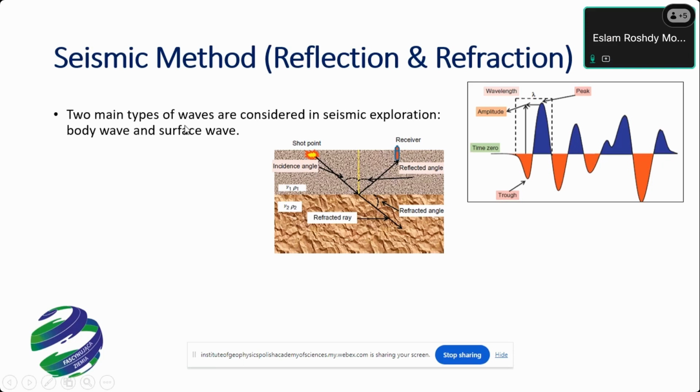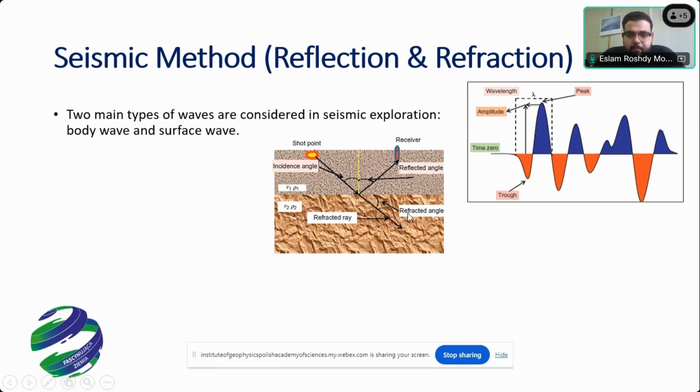There are two main types of waves considered in seismic exploration: body waves and surface waves. Body waves enter the subsurface, and surface waves travel along the surface of the earth. Seismic simply consists of a shot and a receiver. The shot sends a seismic wave into the subsurface. Some of this energy is reflected to the receiver and the rest continues downward.